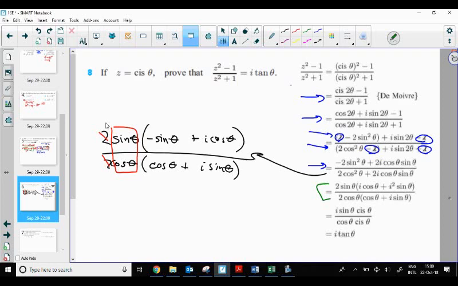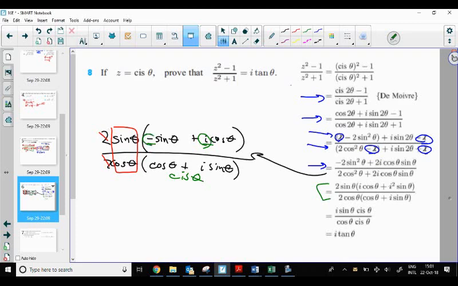So let's think together. The bottom is clearly cis theta. The numerator, not quite. It almost is, except I've got an i attached to the cosine and nothing attached to the sine, although there is a negative 1 there. So wishful thinking. I really wish that this i was not there. Let's factor it out.